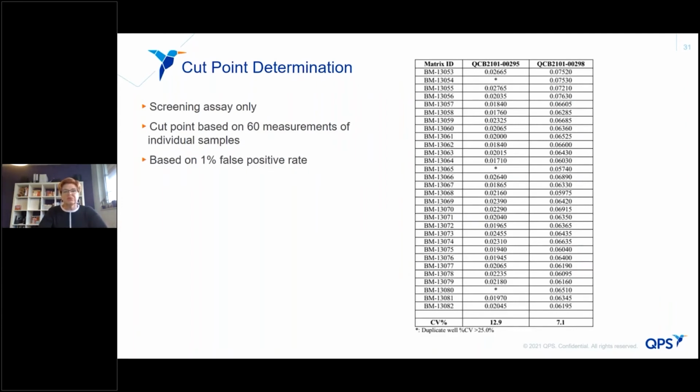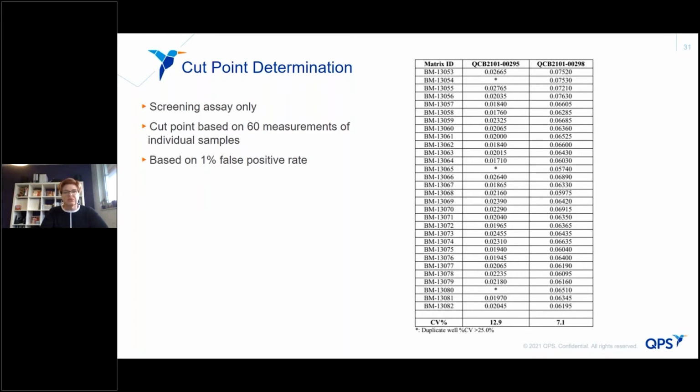In this particular example, the cut point is based on 60 measurements of individual samples. We had 2 runs with 30 individual samples, and we measured the samples in duplicate wells. And you can see that 3 of the samples had a high duplicate well CV. If during method development it is observed that the duplicate well CV is quite low, you can even consider measuring the samples in single well mode to further reduce the volume that is needed. The cut point is then based on these 60 measurements and 1% false positive rate.